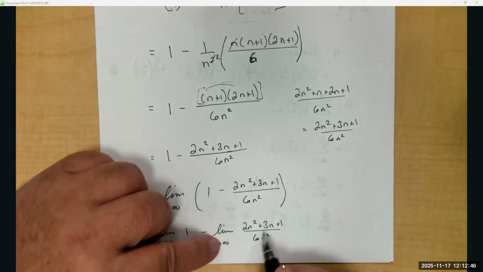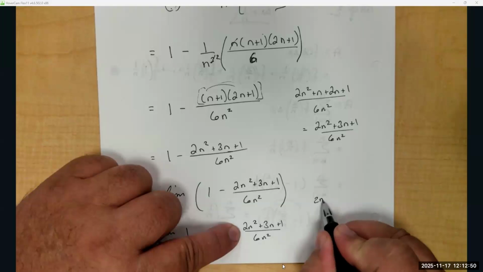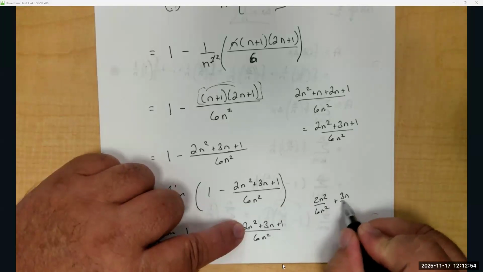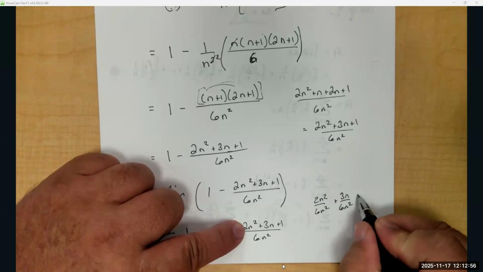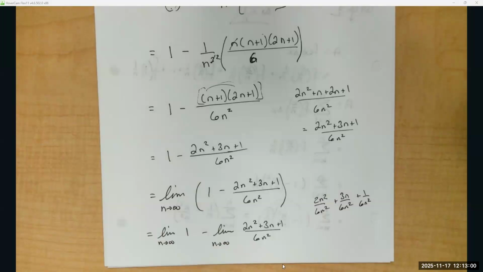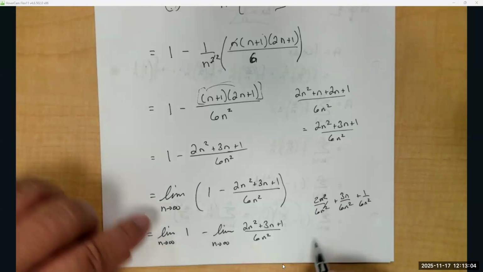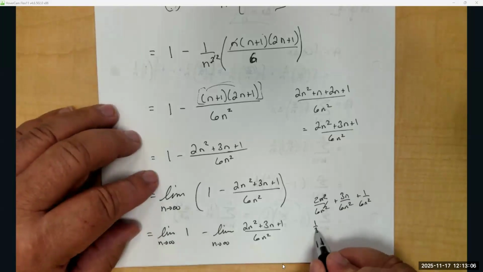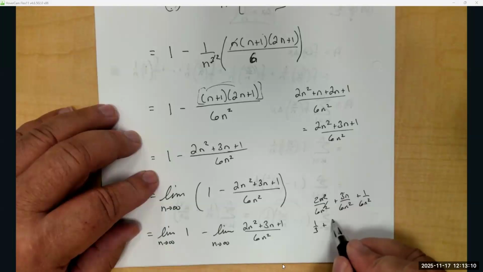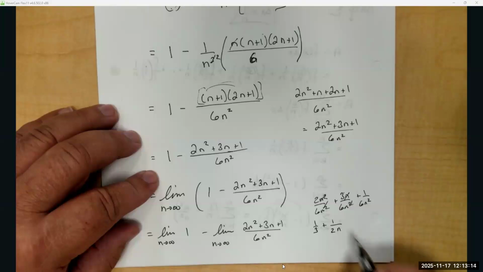We could, if we expanded this, we would get 2n squared over 6n squared plus 3n over 6n squared plus 1 over 6n squared. The n squares cancel, so we have 2 over 6, which becomes 1/3. The 3 and the 6 cancel, so we have 1 over 2n. Take care of one of the n's.